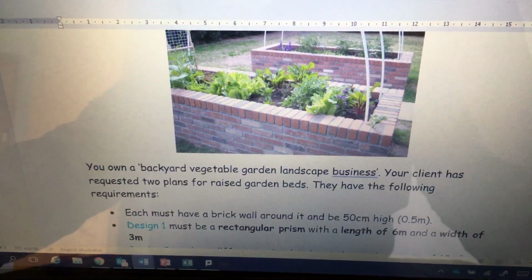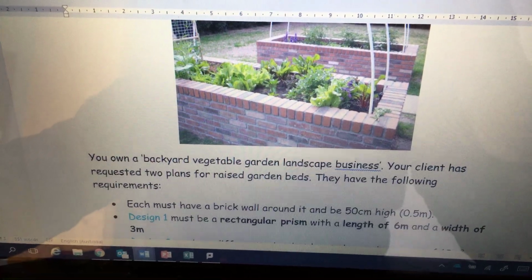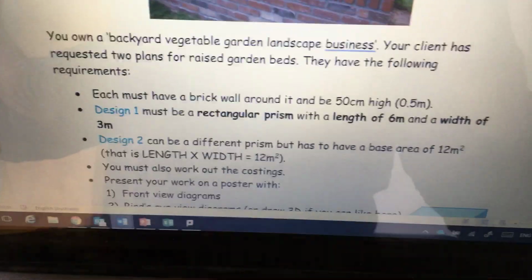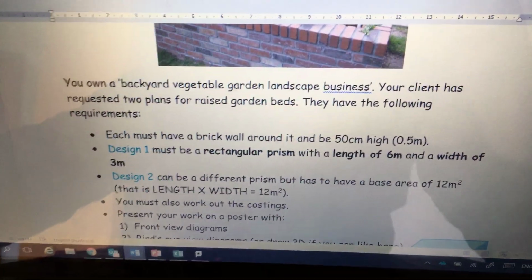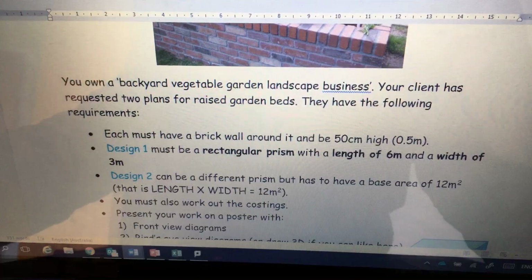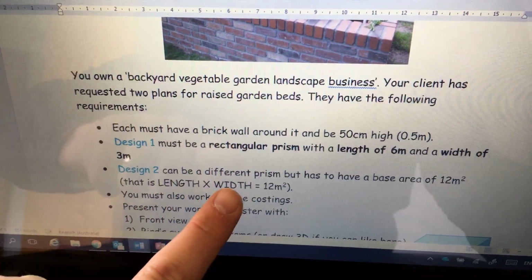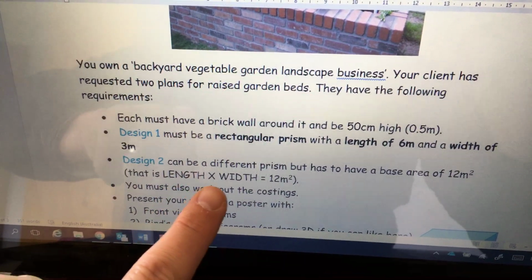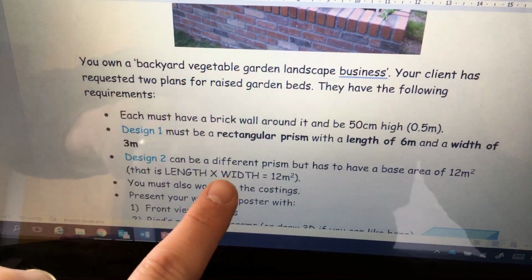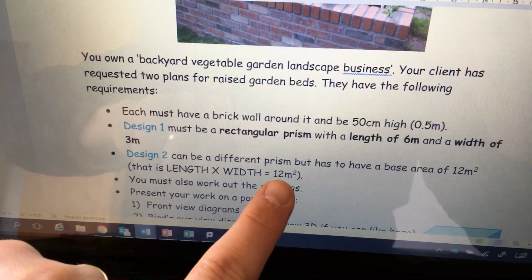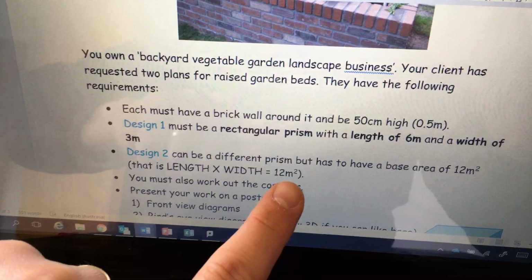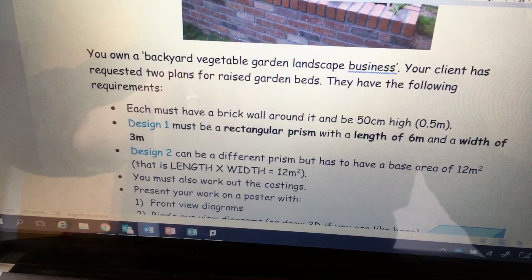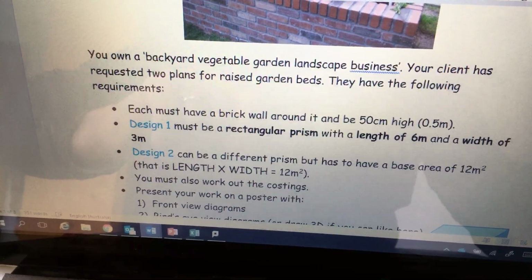Design 1 must be a rectangular prism with a length of 6 metres and a width of 3 metres. Design 2 can be a different prism, but has to have a base area of 12 metres squared. So the length multiplied by the width will have to equal 12 metres squared. So we have to put a number in for length and a number in for width, so that when they multiply together, we get 12 metres squared. Probably the easiest one to do would be a rectangle, but for those who want to go for above standard marks, you can choose different shapes.